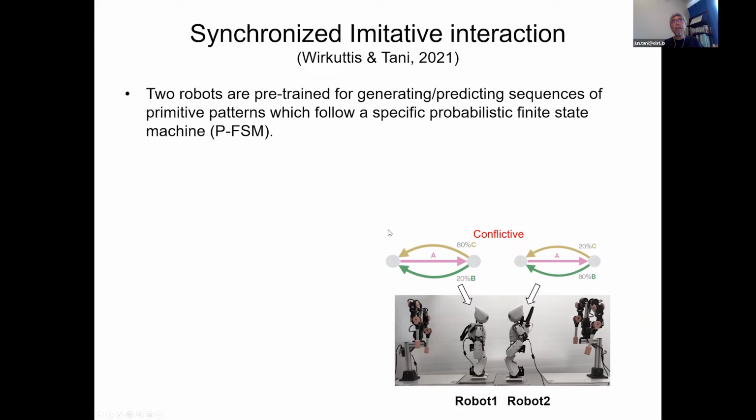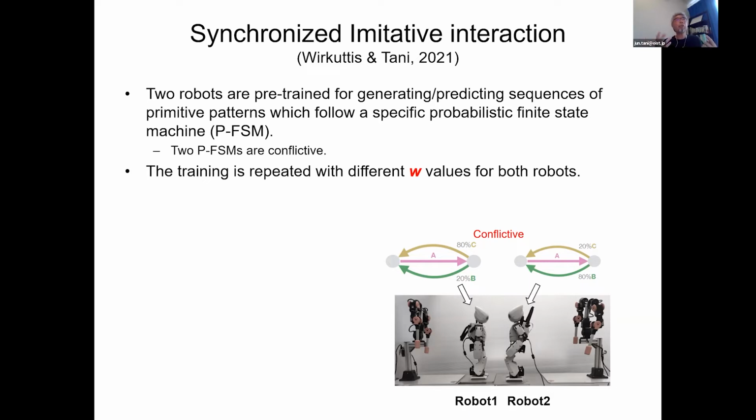After 5 cycles, it's going to generate either C, 80%, or B, 20%. This is the other robot. It learns a similar structure of probabilistic finite state machine. It starts with A, but after that it's a bit different: C is 20% and B is 80%. That is different, so that's a conflictive situation we intended to introduce.